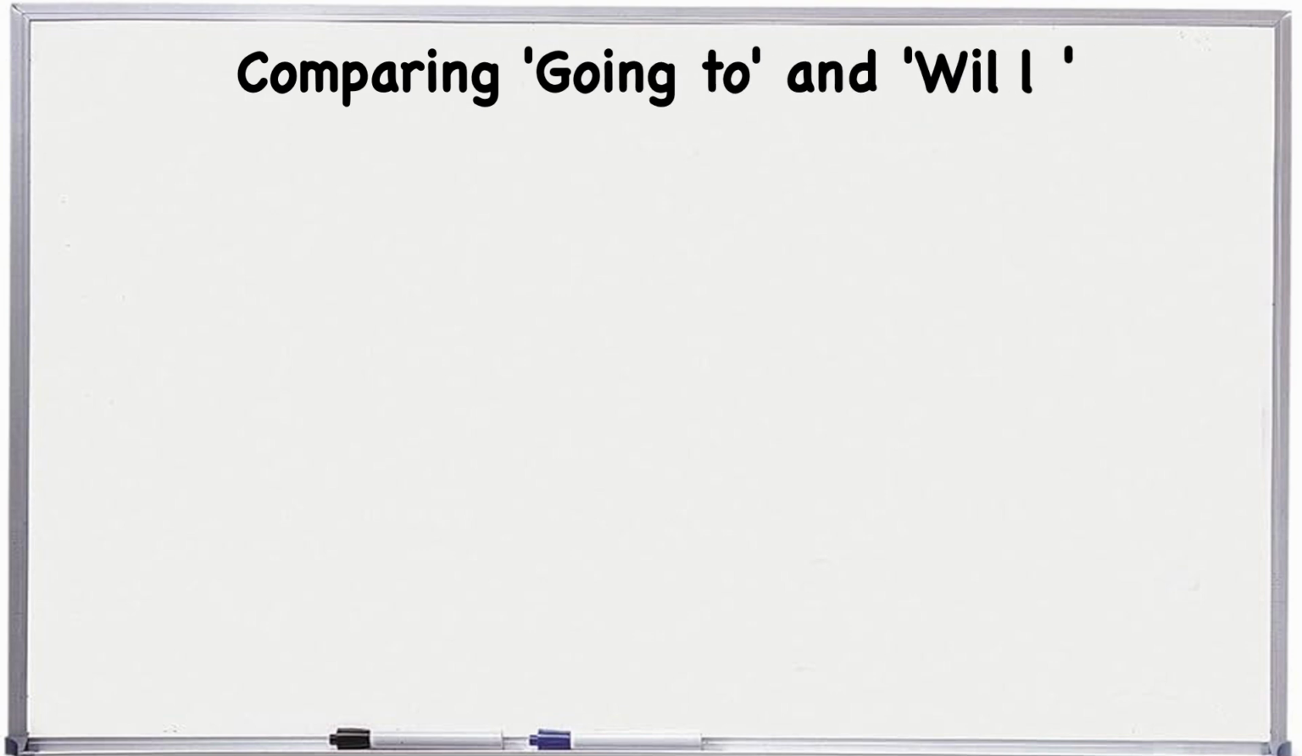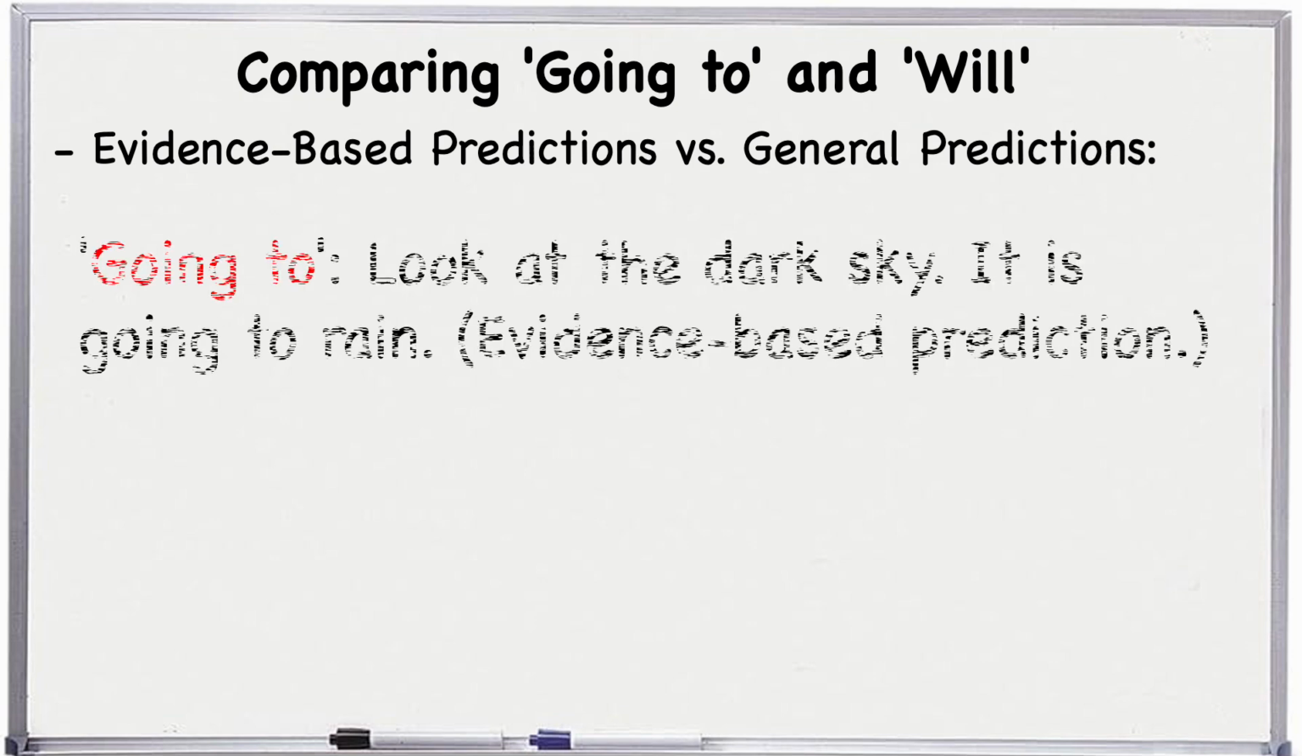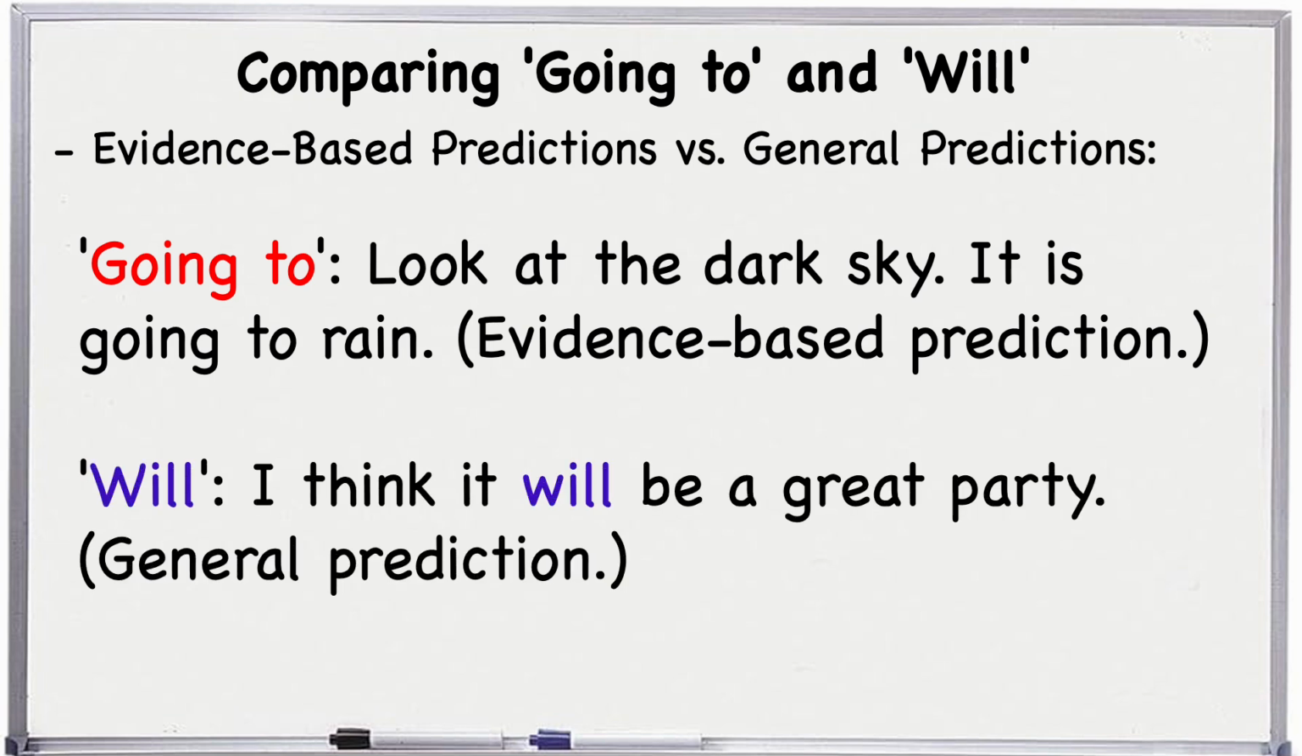Let's compare going to and will with evidence-based predictions versus general predictions. So going to, look at the dark sky. It is going to rain. That's an evidence-based prediction because we can see the dark sky. Will, I think it will be a great party. This is a general prediction.